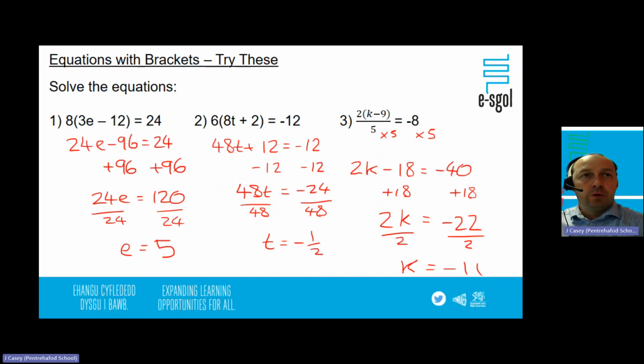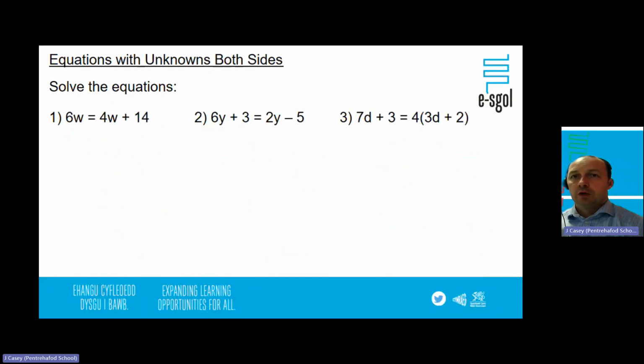Okay, so the types of questions we've looked at with the two-step equations and also with the equations with brackets, we've only had one x. Okay, we've only had one value of x. What we're going to see on the next screen is equations with unknowns both sides. So this is the thing we're talking about.